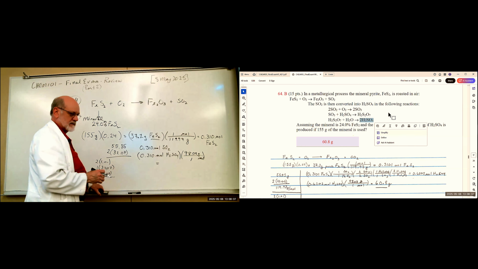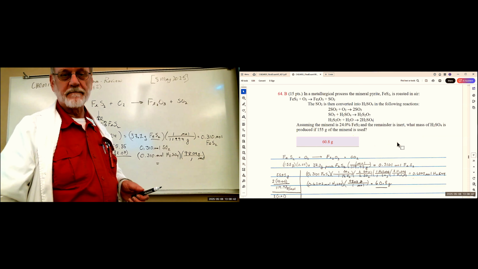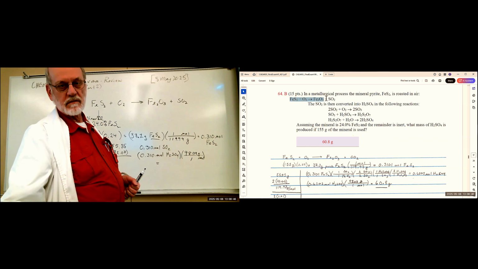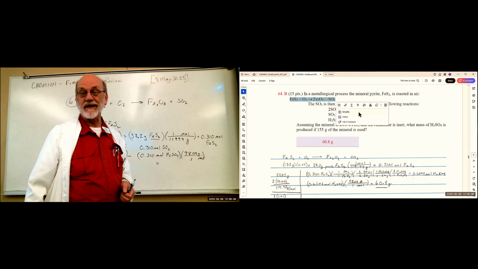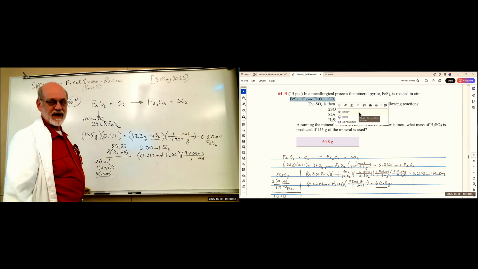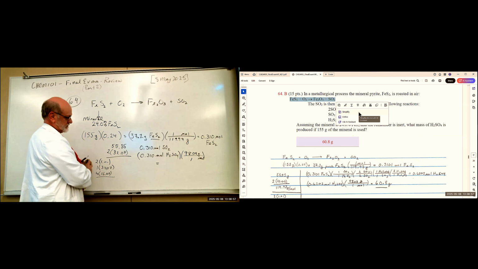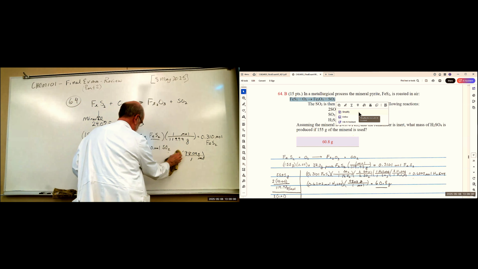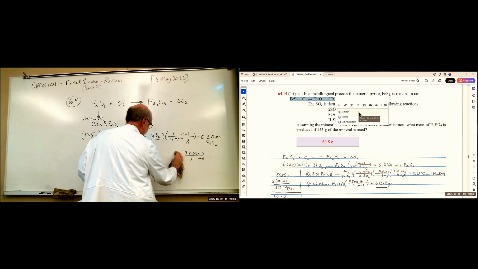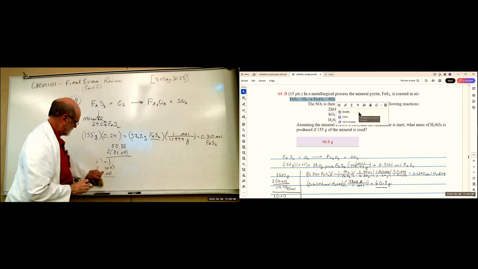Oh, wait a minute. All right. Anybody got any idea what I did wrong? This equation is not balanced. Okay. That equation is not balanced. Some of these calculations are still valid, but we're going to have to balance the equation first.